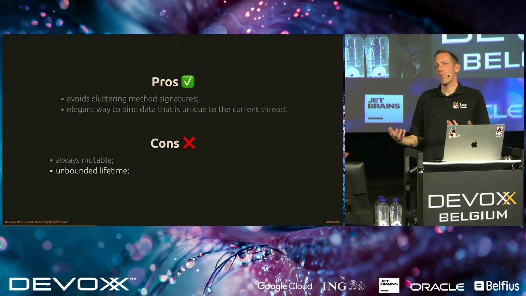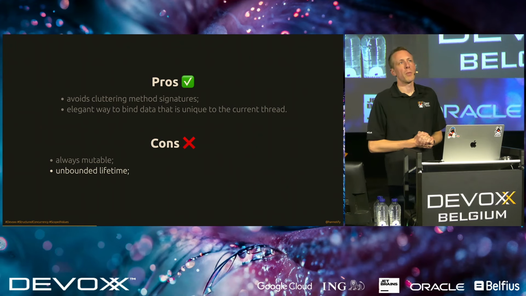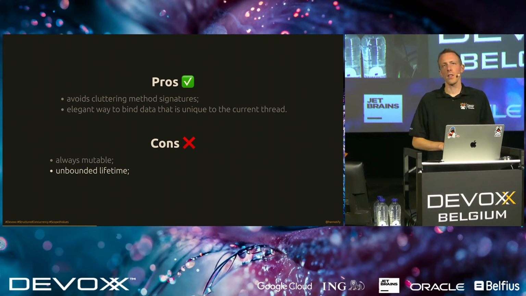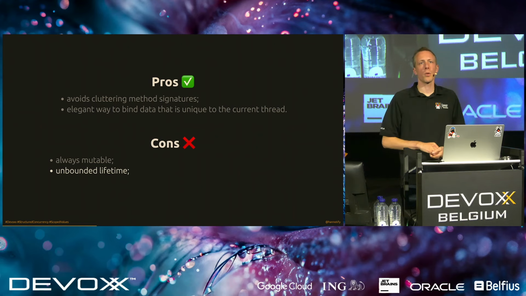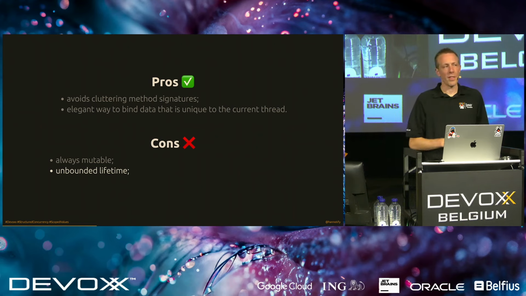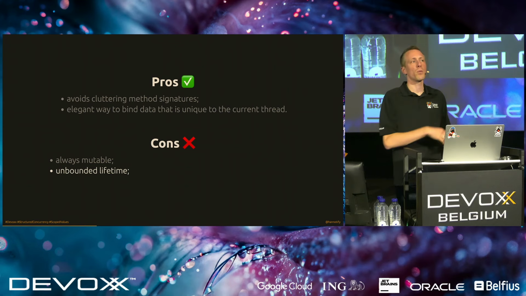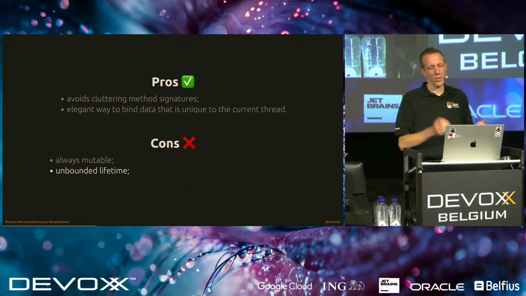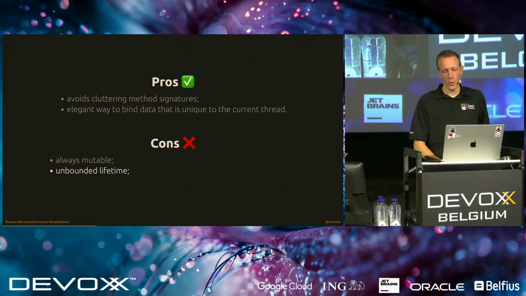You could programmatically remove them from memory. There's also a remove method, but of course you would have to remember to call that. I mean, there's a reason why there's an AutoCloseable interface now, because we tend to forget to call close. Well, this is exactly the same thing, but with thread locals.